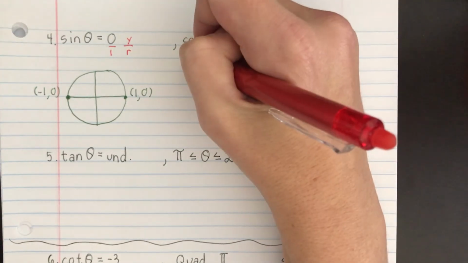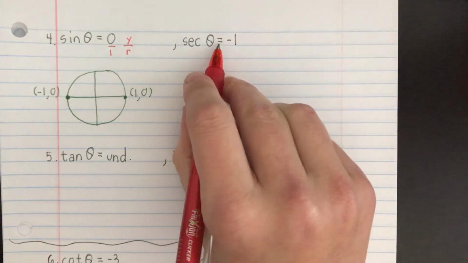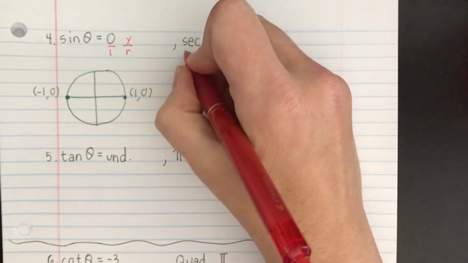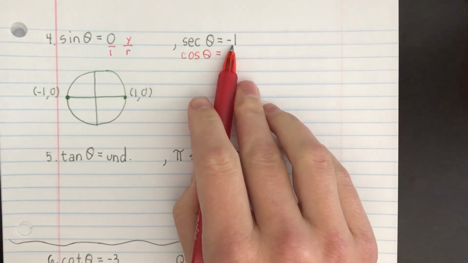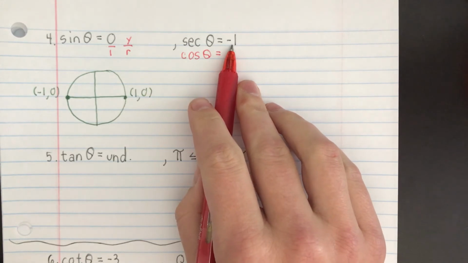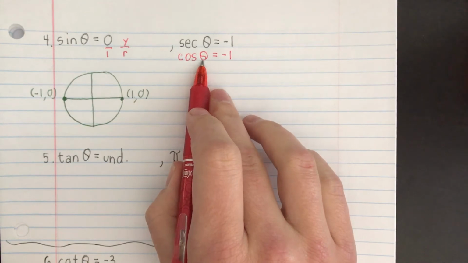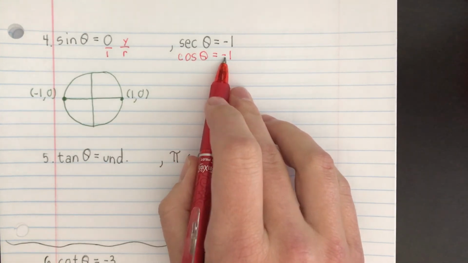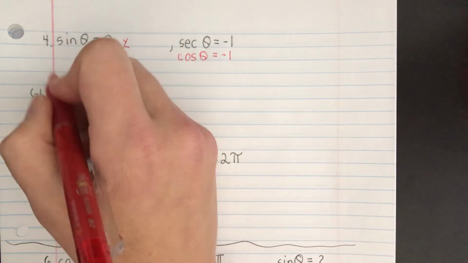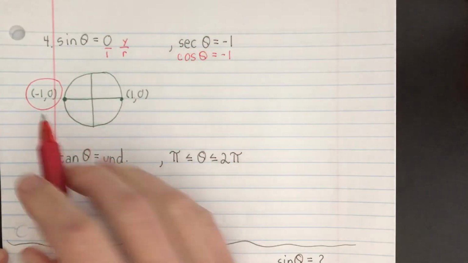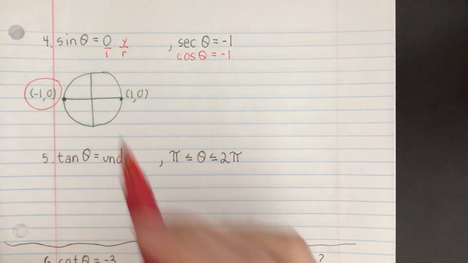So we know that cosine is the reciprocal. So cosine of theta equals the reciprocal of negative 1. Well, y'all, the reciprocal of negative 1 is negative 1. So cosine of theta equals negative 1. Again, cosine is x, so x has to be negative 1. The only point where x is negative 1 and y is 0 would be this point on the unit circle.